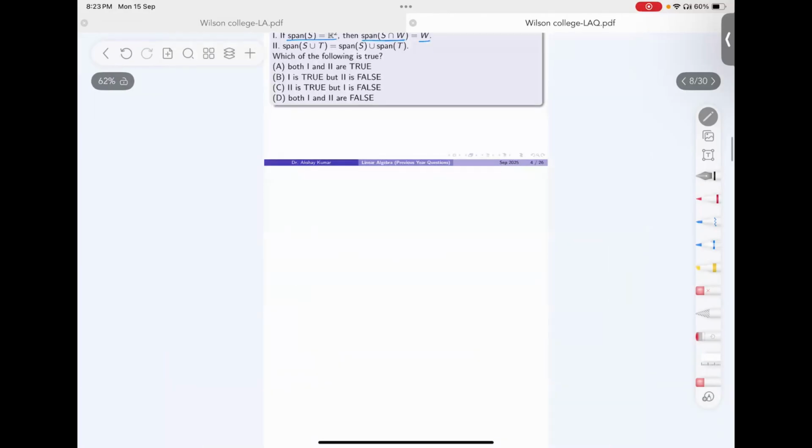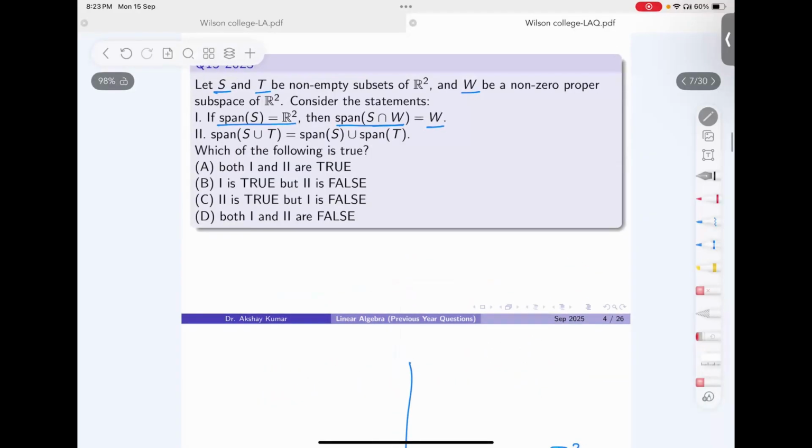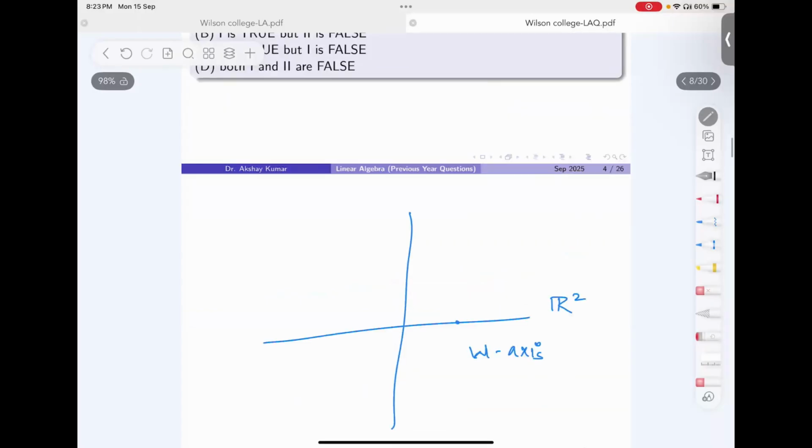For example, you simply take this R square, with W as your x-axis. And you take these 2 points: 0 comma 1 and 1 comma 1. So B is 0 comma 1 and 1 comma 1.